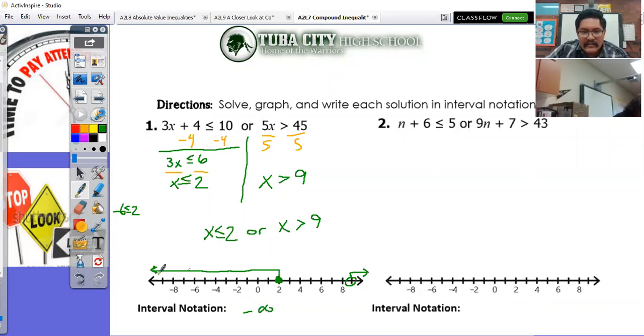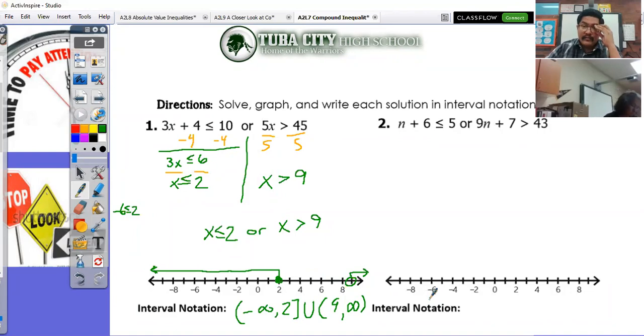So interval notation, start from the left and work your way right. So we get to 2 bracket because it is included. And then we use that U symbol. And we have the hollow circle, which means it's not included. So we have 9 not included and 9 on to infinity. There we go. So that's it for number 1.